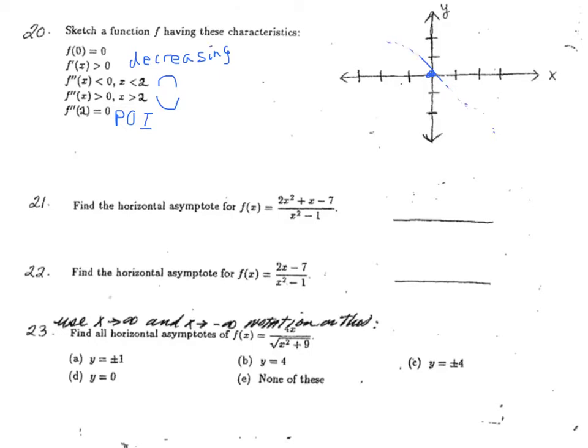Let's kind of try to redraw that. So it's going to be concave down, and then switch to concave up. So concave down to concave up. There we go. It's probably a little bit nicer.